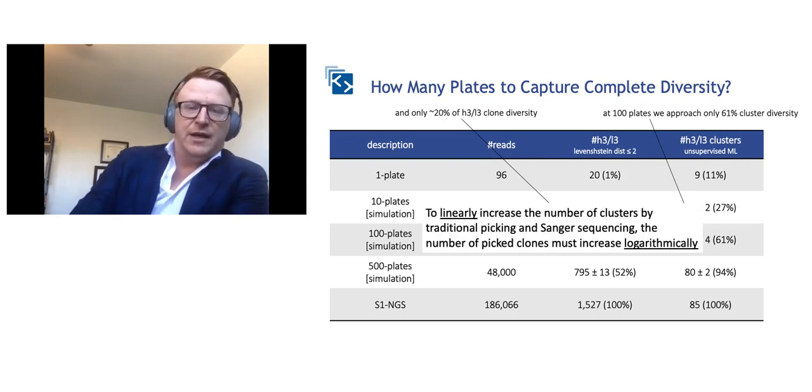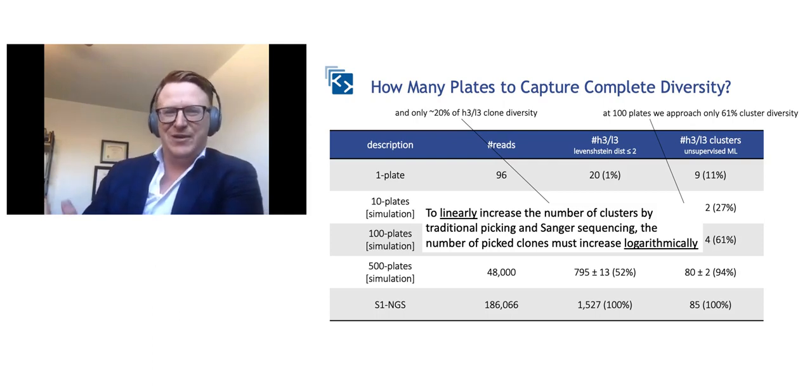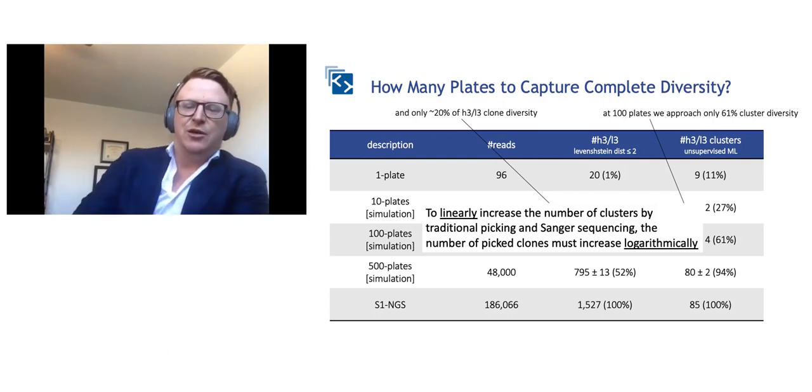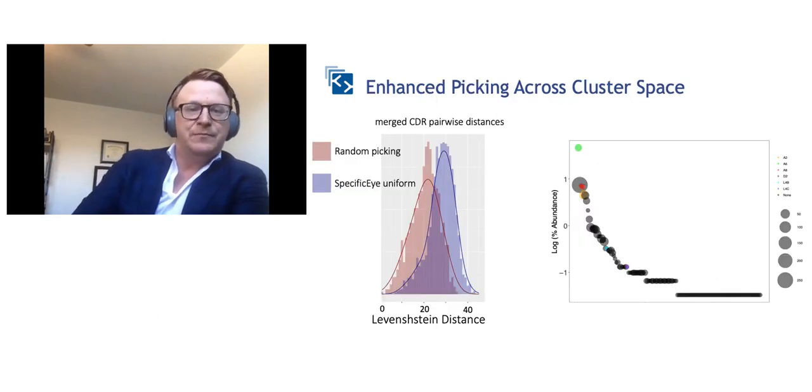And so to linearly increase the number of clusters by traditional picking and Sanger sequencing, the number of picked clones must increase logarithmically. So it just kind of makes sense. The more you pick, obviously you're going to find more. So what's a more efficient sampling method overall? And is that sampling method producing real clones downstream?